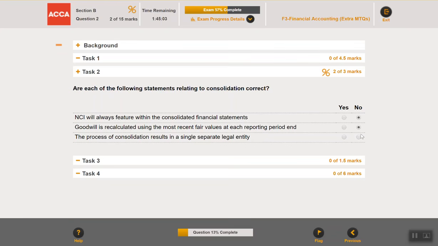The process of consolidation results in a single separate legal entity. Legally, whenever there is consolidation, it doesn't create a third company. Legally, the 2 companies are separate, but financially, they are the same. So this is a no.